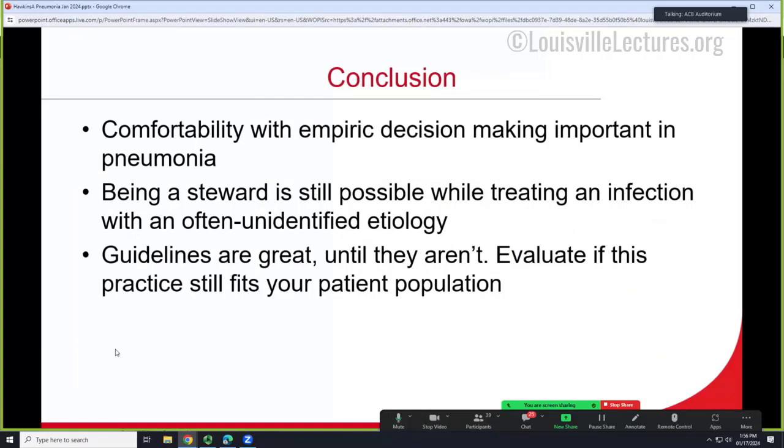Some of our conclusions: comfortability with empiric decision making is really important in pneumonia. I completely understand. You know, I'm not a diagnostician.